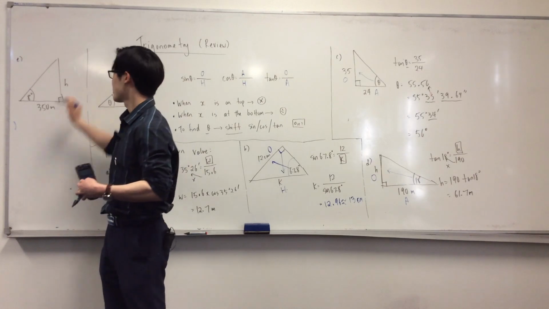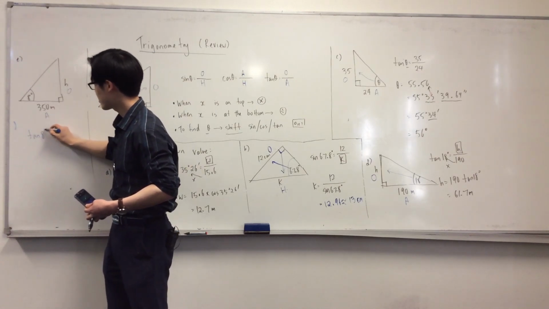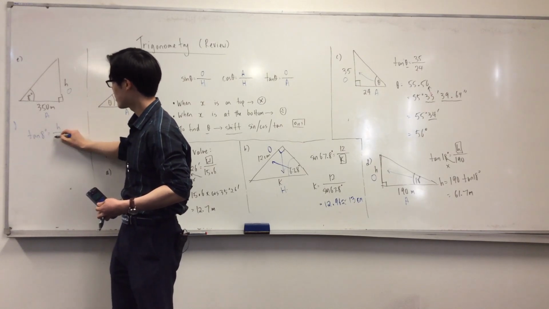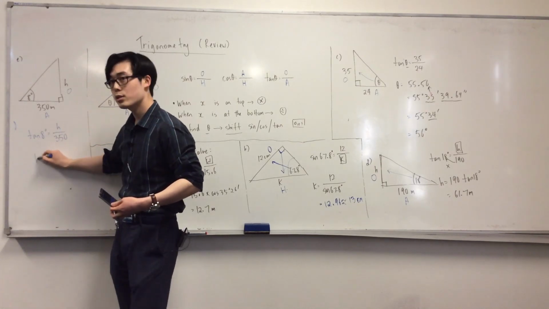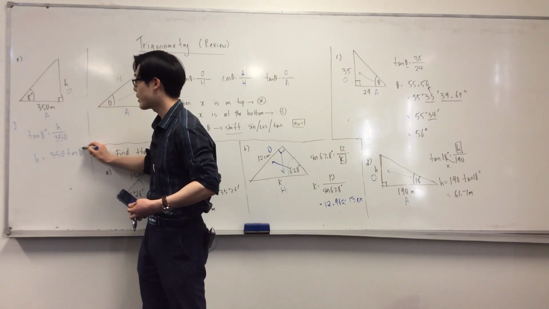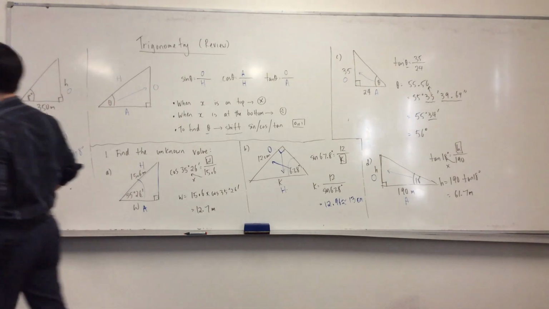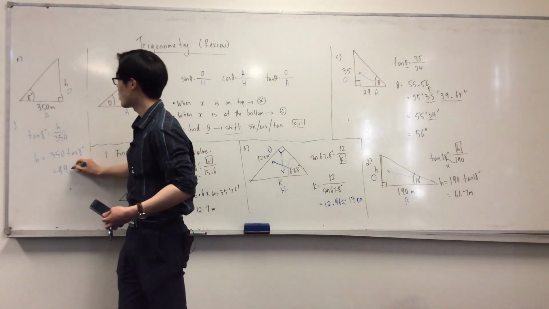Once again, tan. That's opposite, that's adjacent. So tan 8 is equal to H over 350. What do we do? Times it. Yeah, pretty straightforward stuff. And the answer is? Okay, let's just call it 49.